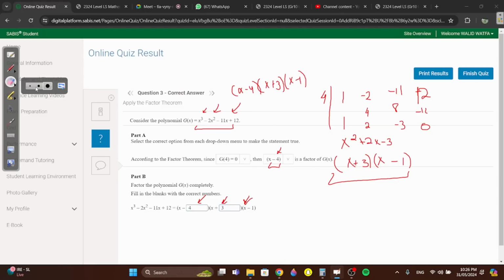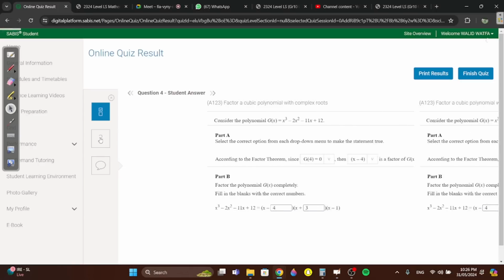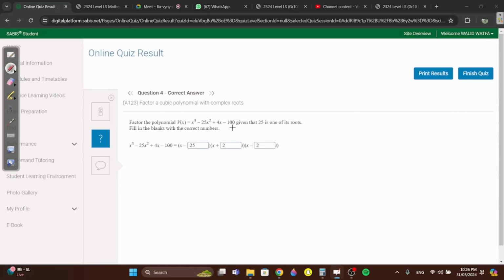Pretty easy. Question 4. This was the hard one, or 5? No, this was easy. Okay, so they gave us this polynomial x cubed minus 25x squared plus 4x minus 100. They said 25 is one of its roots. We're supposed to factor it fully.